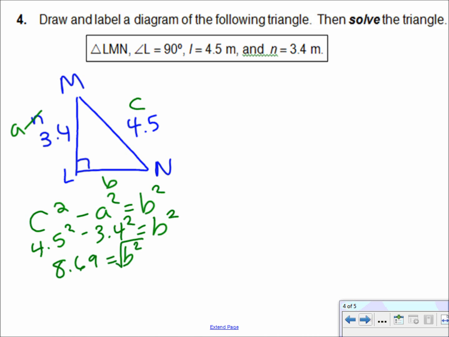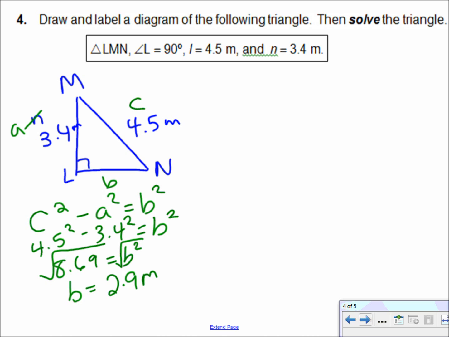I'm going to take the square root of both sides. B is going to be equal to 2 point, I'm going to keep one decimal place because that's what they did here, okay? So 2.9. And do we know, yeah, sorry, meters. Meters.